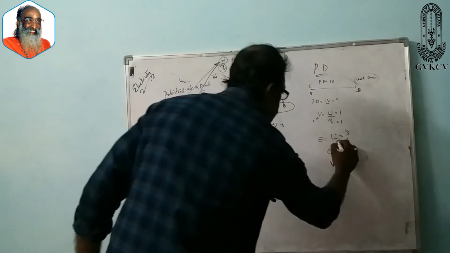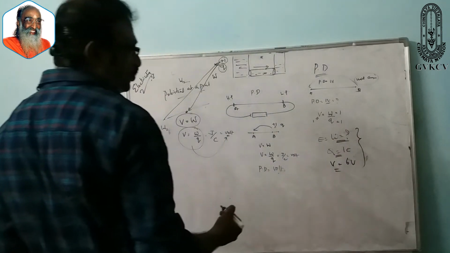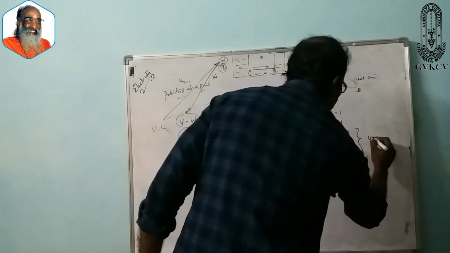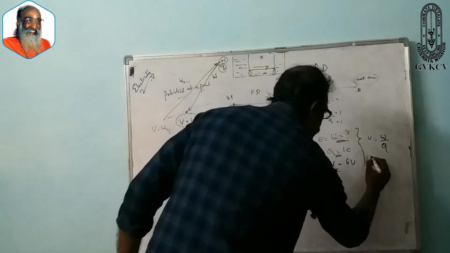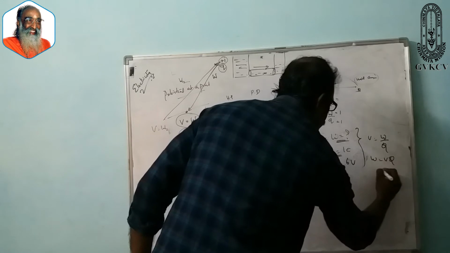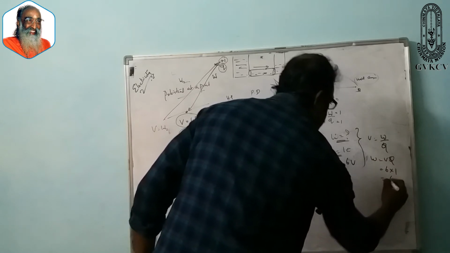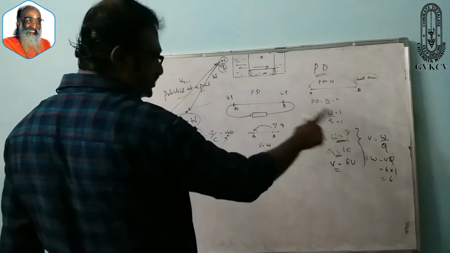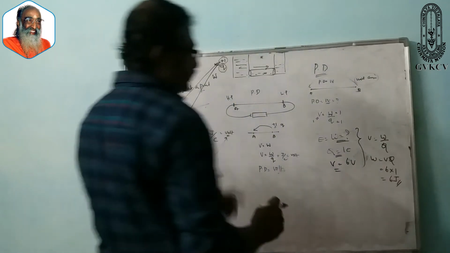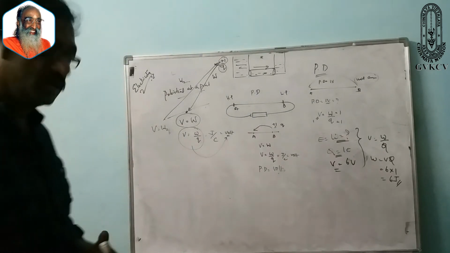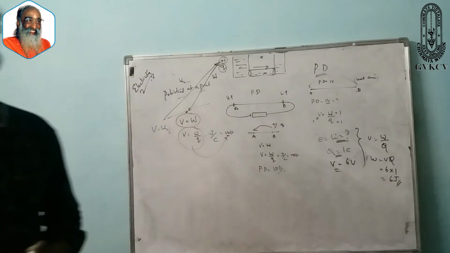So this is W, Q, V. What is the relation connecting W, Q and V? V is equal to W by Q. We need W. W is equal to VQ. V is 6 and Q is 1. It is 6. So we did the problem completely in SI, so the work will be in joule, 6 joule. Okay. So this is the way how we go with the problem. Now take a screenshot of this.